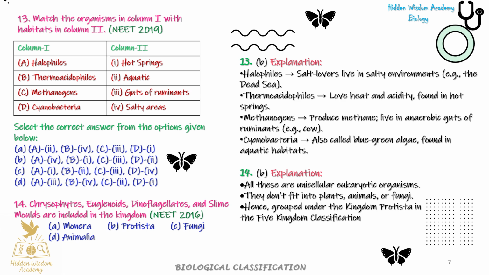14. Chrysophytes, euglenoids, dinoflagellates, and slime molds are included in the kingdom. This too is a PYQ. Option A. Monera. Option B. Protista. Option C. Fungi. Option D. Animalia. Explanation: all these are unicellular eukaryotic organisms. They don't fit into plants, animals, or fungi. Hence, grouped under the kingdom Protista in the 5-kingdom classification. So, option B is the correct answer.